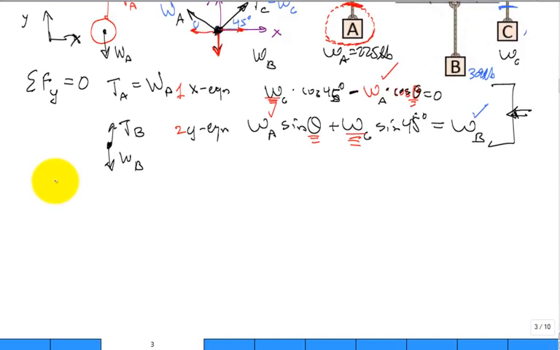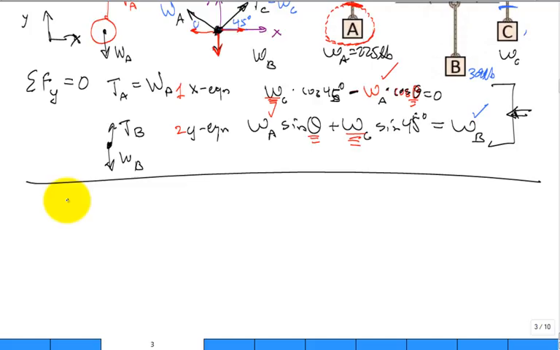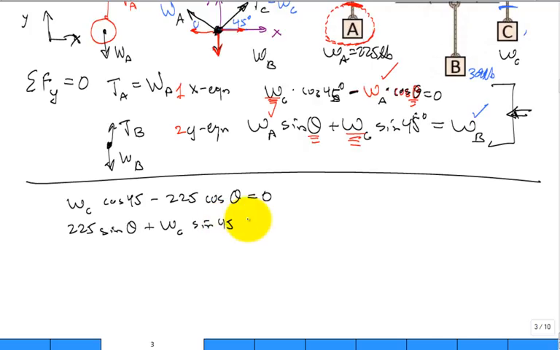Let's rewrite the equations. So we have the weight of C is unknown. We have the cosine of 45 minus the weight of A, 225, times the cosine of theta is equal to 0. And then I'm going to have the weight of A, 225, times the sine of unknown theta, plus the unknown weight C, sine 45, equal to the weight of B, 300. Somebody want to suggest a strategy?